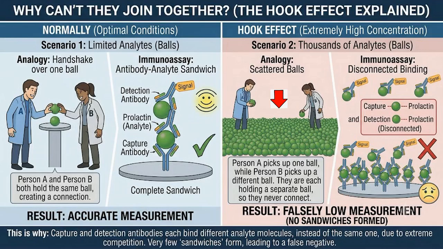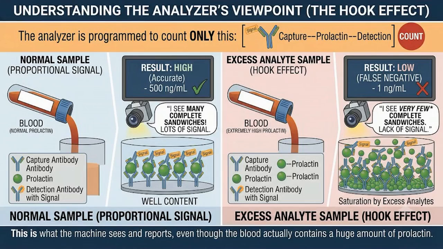When there is an extremely high concentration of the analyte, the capture antibody and the detection antibody each bind to different analyte molecules instead of binding to the same one. As a result, very few antibody-analyte-antibody sandwiches are formed, leading to a falsely low test result. What does the machine see? The analyzer is programmed to count only this. Capture, prolactin, detection. Since very few sandwiches exist, the machine thinks there isn't much prolactin. It reports a low value, even though the blood actually contains a huge amount of prolactin.